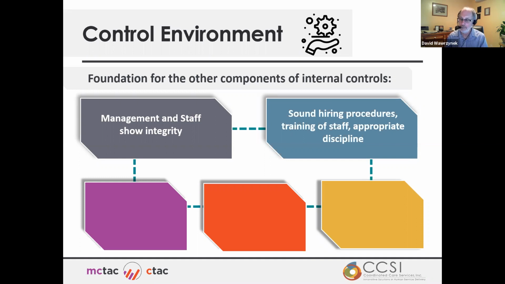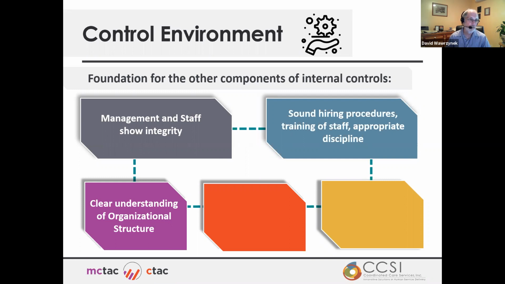And then appropriate discipline. You know, we need to assure that people are following the policies and procedures. They're there for a reason. They're there to mitigate risk. They're there to protect our clients. They're there to protect other staff. In all those cases where people step outside of their expectation, there needs to be appropriate discipline.